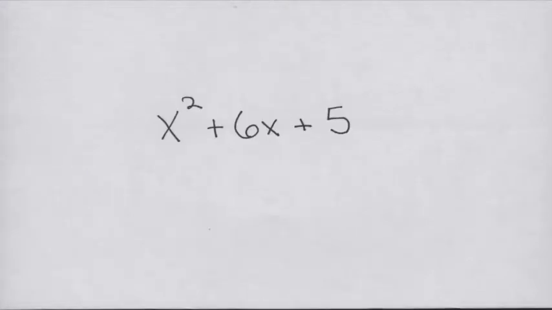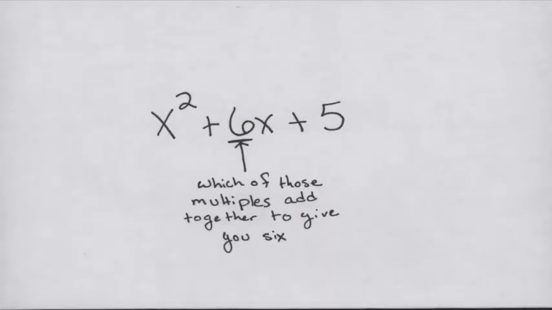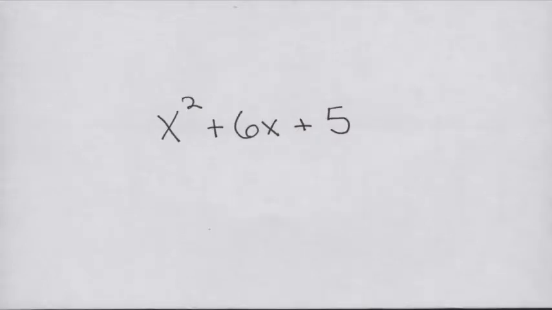Alright guys, let's say you have this particular equation and you're asked to factor. First step to doing that is to ask yourself what numbers multiply to give you 5 and which of those multiples add together to give you 6? Just a two-step process. Here we go.